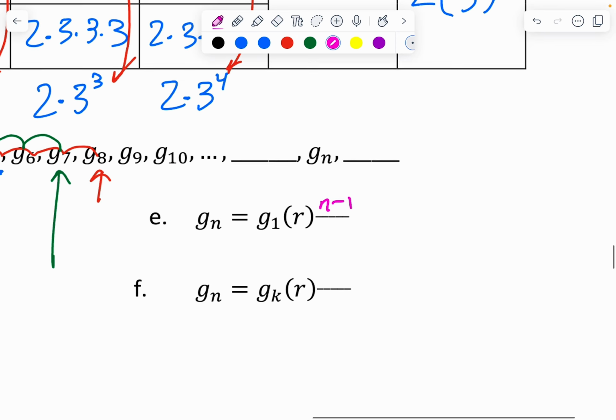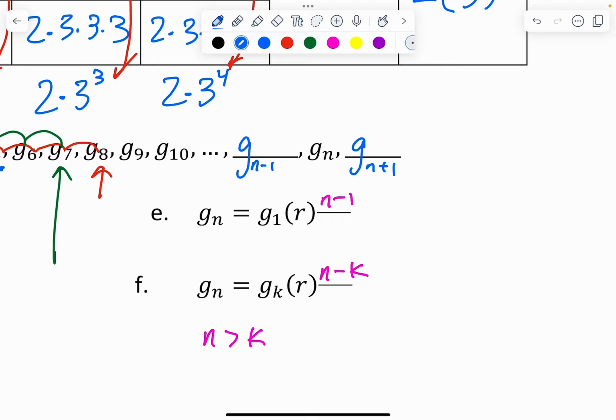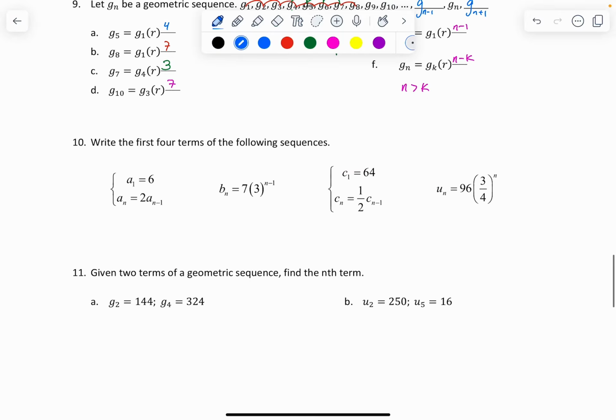If I'm at the k term, some random term where n is bigger than k, then we will raise this to the n minus k power. And once again, what comes right before the g sub n term? N minus 1. What comes right after it? N plus 1. Okay, so now we're writing the first 4 terms of the following sequences. I've given you the sequences as both a recursive formula and an explicit formula.